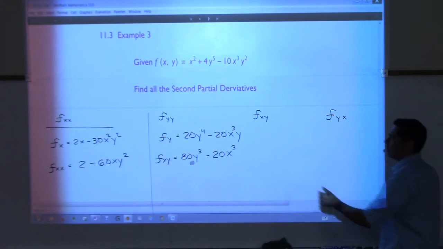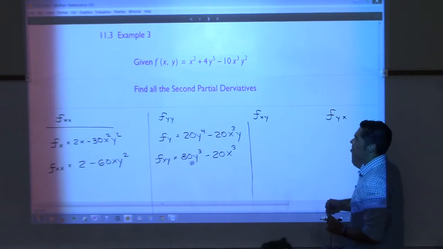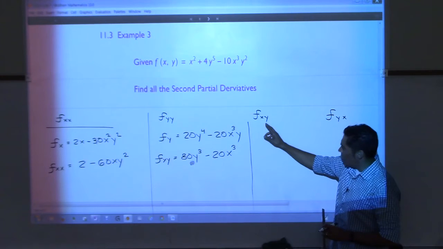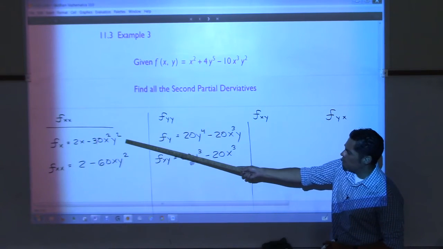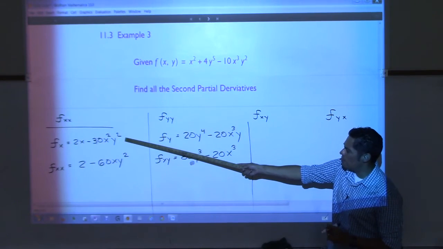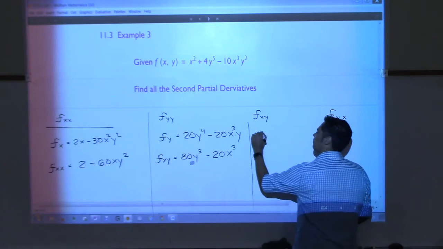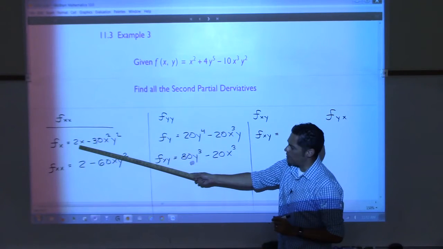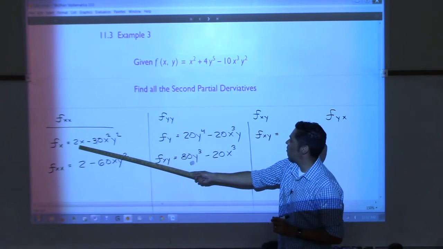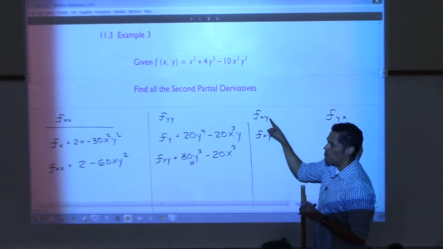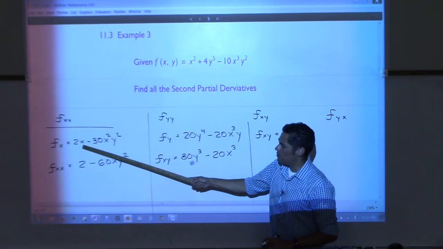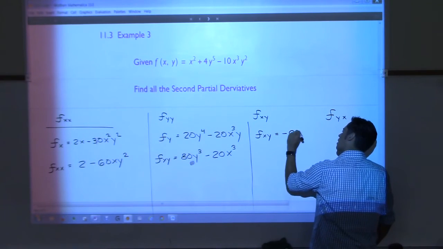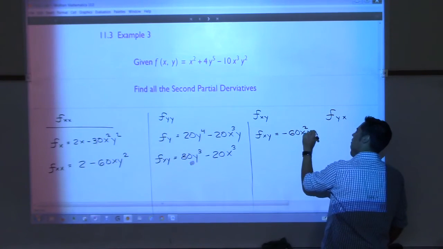Move on. All right, when we do the partial of f with respect to, which one are we doing first here? x first. So we already did that, didn't we? That's it right there. So I'm going to take that and do that one with respect to y. So derivative of 2x is 0, right? Because we're doing it with respect to y now, so we're holding x constant. So 0, and then what here? Negative 60x squared y. Okay, good.